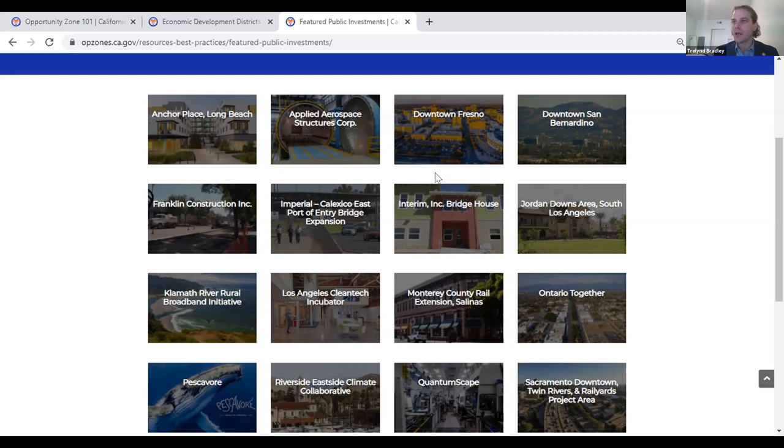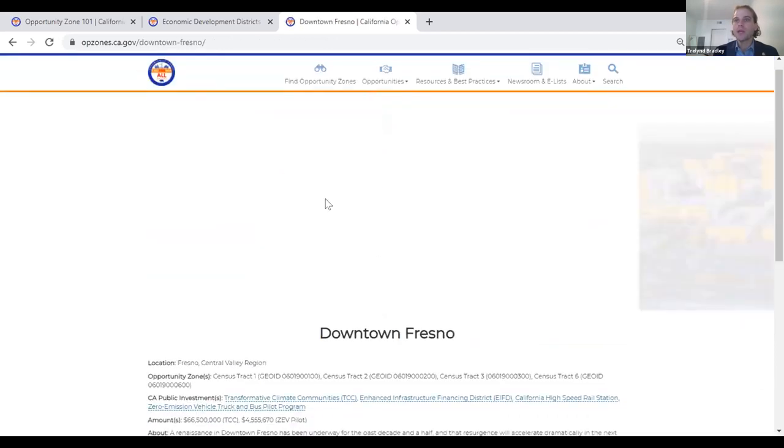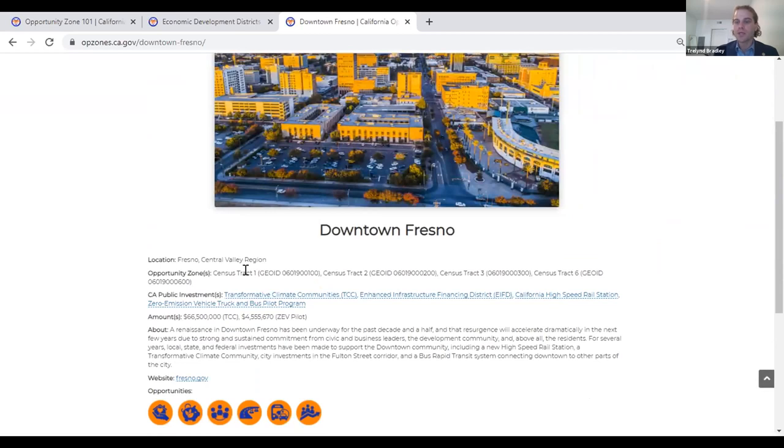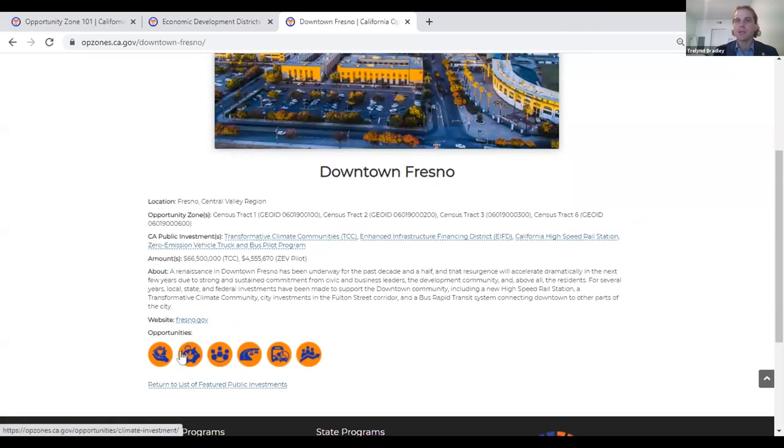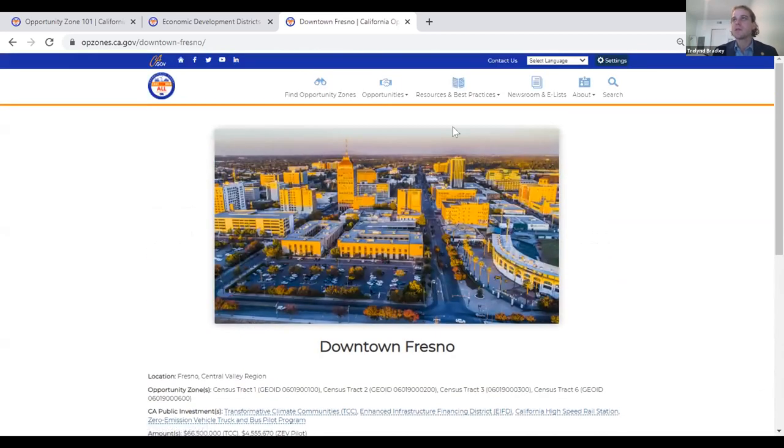We also highlighted areas, for example, downtown Fresno. We talk about the opportunity zone census tracts, the specific state investments that we have made within those areas, the amount of those investments, and a little bit about what this area is. Then we take investors and developers who are coming in back to those opportunities pages so that they can see state-aligned programs that support opportunity zones. So we're creating a circular pattern of saying, look, there are multiple ways to spur investment in economic and community development in these areas.